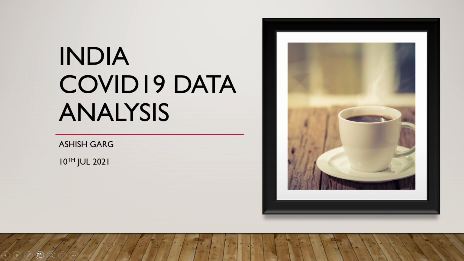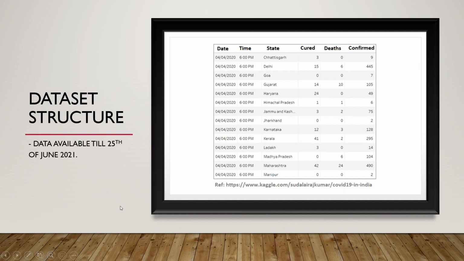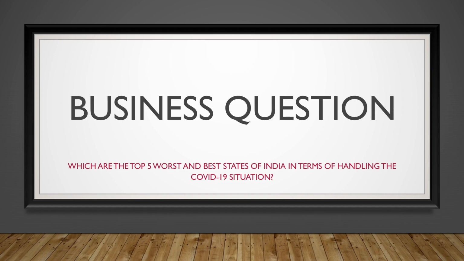I'm going to perform data analysis on the COVID-19 dataset collected from the public repository that determines how India, state and union territory performed against the COVID-19 situation. So let's begin. The visualization tools utilized here are Tableau and Power BI both. The collected dataset is the structured dataset. It looks clean and complete. It contains 6 variables and each has its significance. The business question identified here is which are the top 5 worst and best states of India in terms of handling the COVID-19 situation.